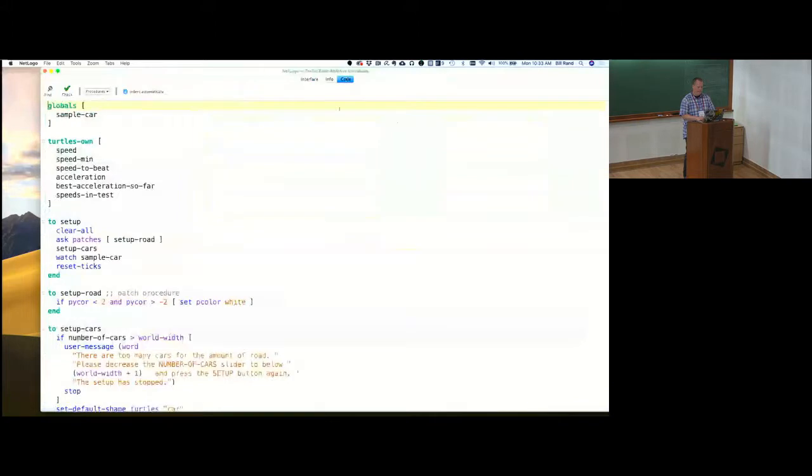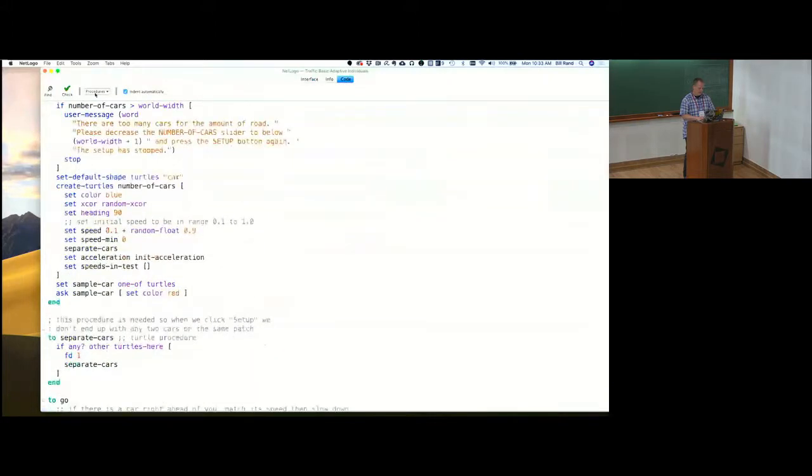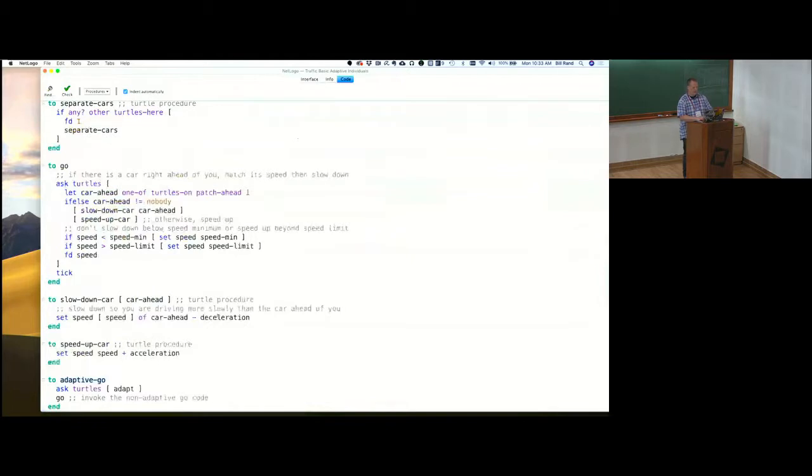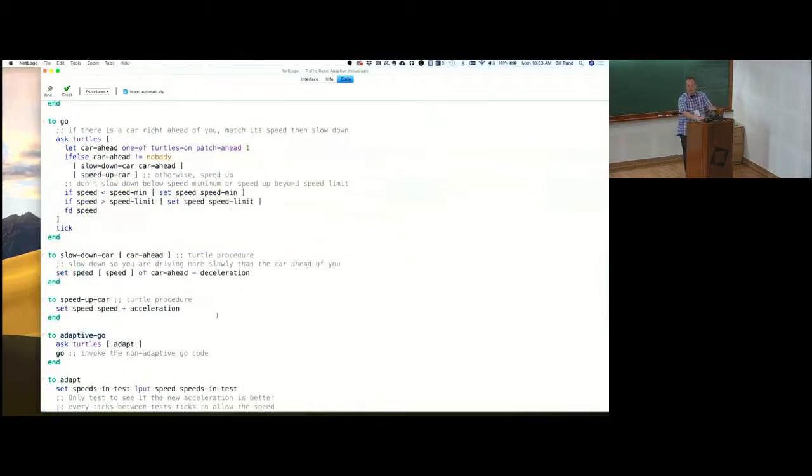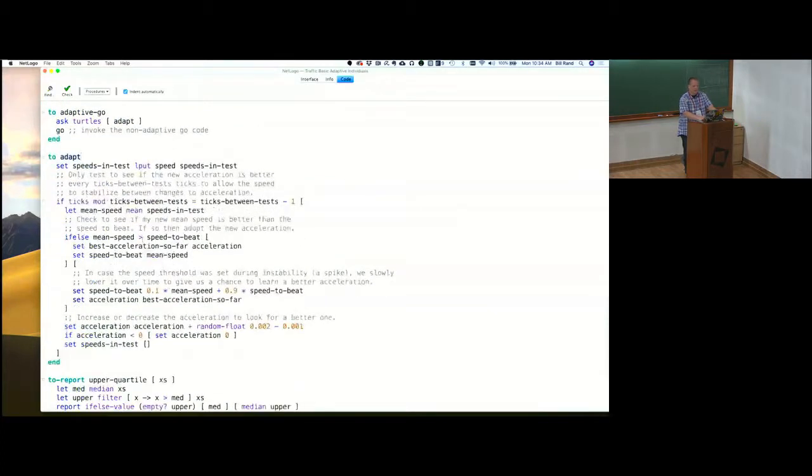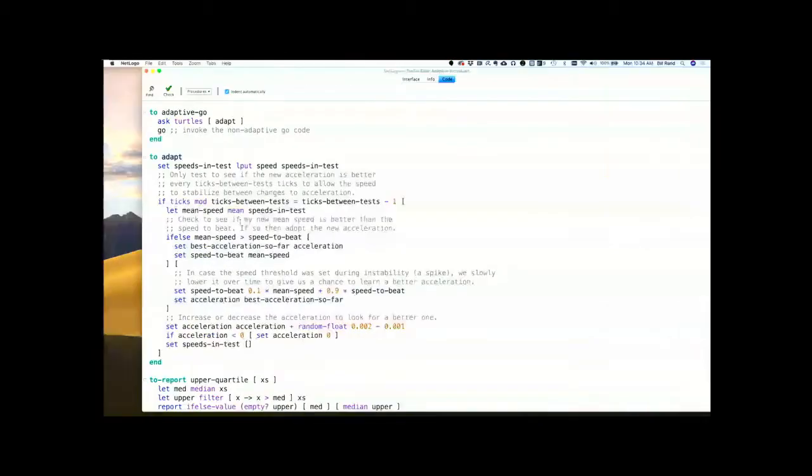Right? And what you'll see, if you go down, is we've allowed two different types of goes now. We have go and we have adaptive go. And go looks just like it did before. It's the exact same code from the traffic basic model. Adaptive go is very similar, but it first has the turtles adapt, right? So what does that mean? It means that they're going to set the speeds. They're basically going to create a list of how fast they've been going at every time, right?